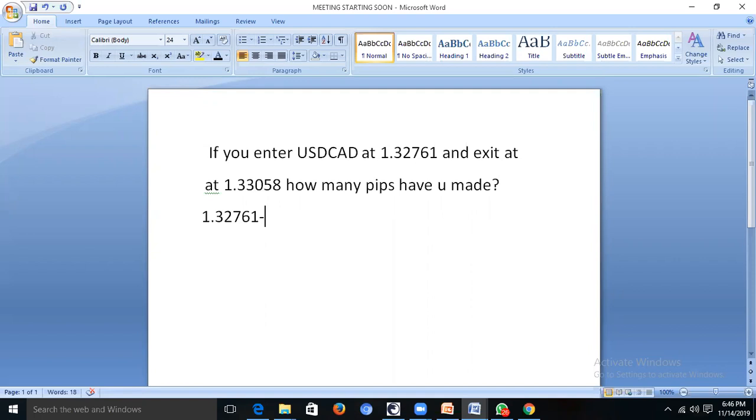So let's say we are calculating the take profit pip now. You just say minus the take profit number, 1.33058. These numbers you're seeing are numbers that you're going to find on your chart. This represents the price of this particular currency pair. It's like 1 USD is equal to this amount of CAD. So that is what it means.